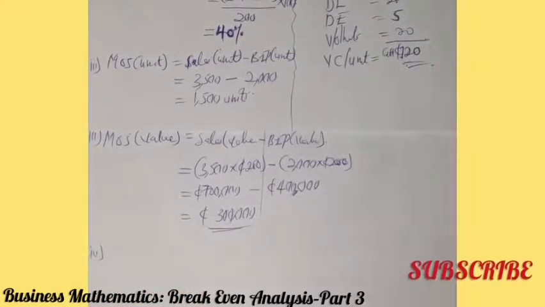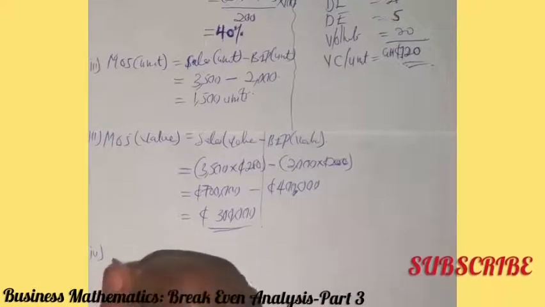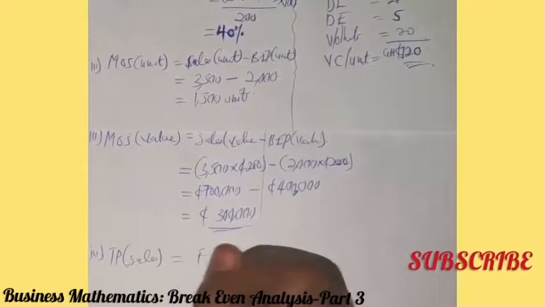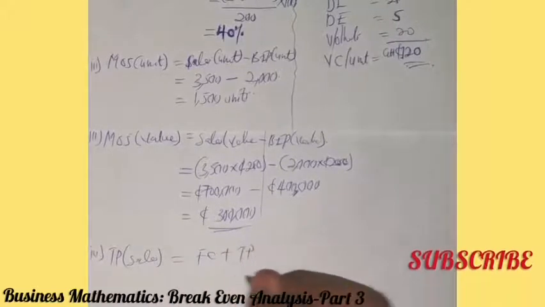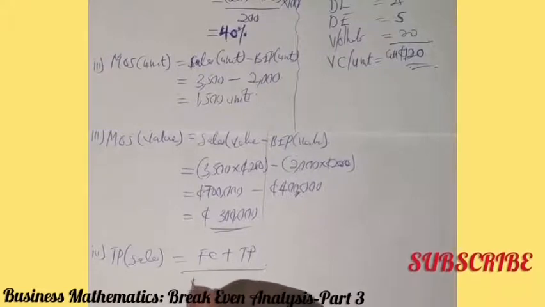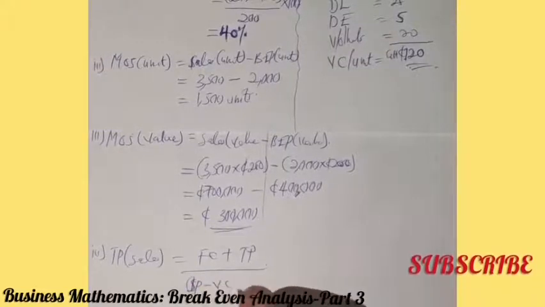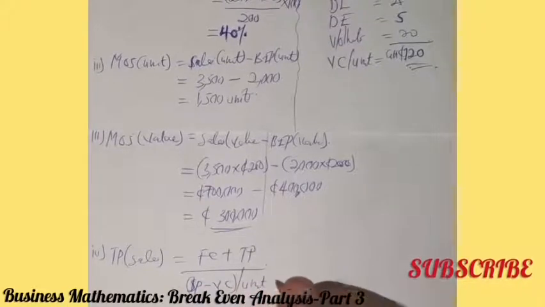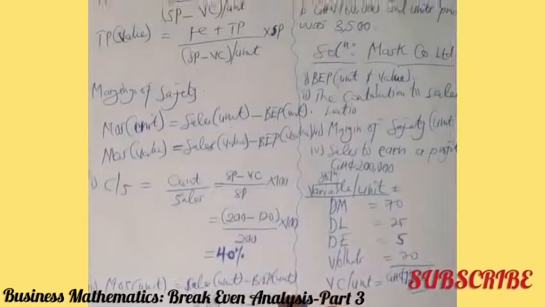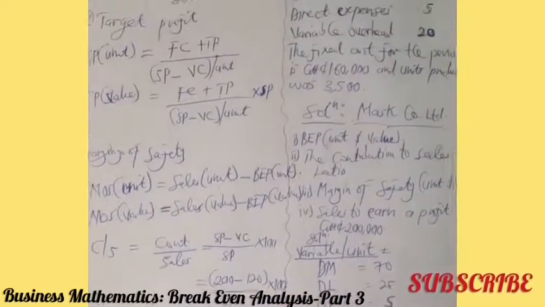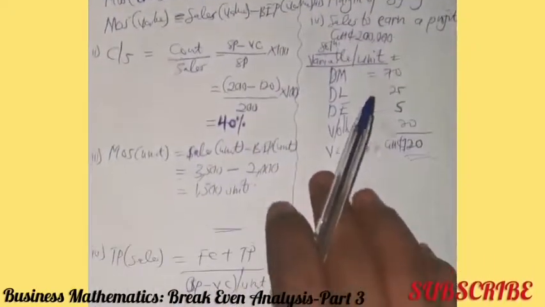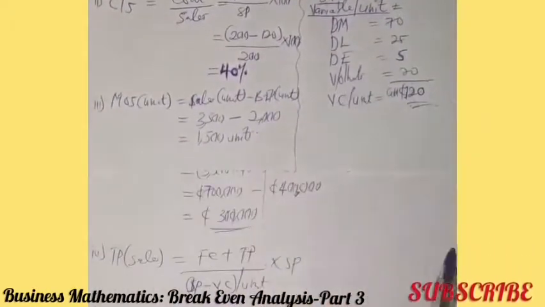We said that the targeted profit in terms of sales, that's CP in terms of sales, is equal to your fixed cost plus your targeted profit, divided by your selling price minus your variable cost, all per unit, and multiplied by your selling price. This is the formula that we discussed. I hope you have seen it. Where is it? Here. This one. So that's what we are using here.